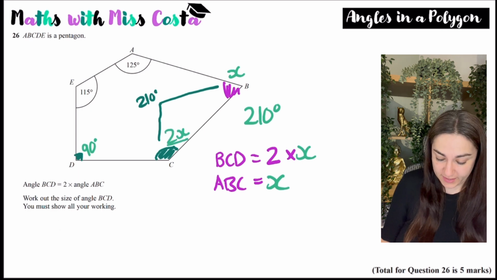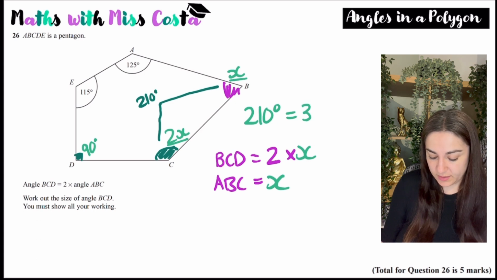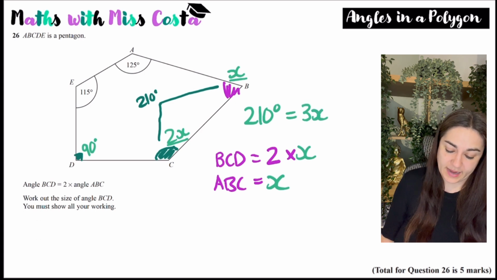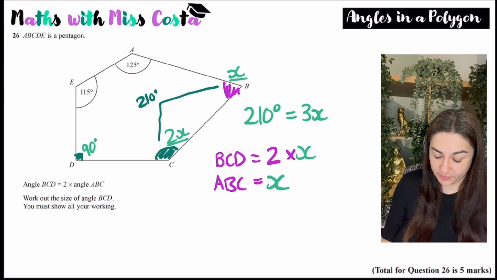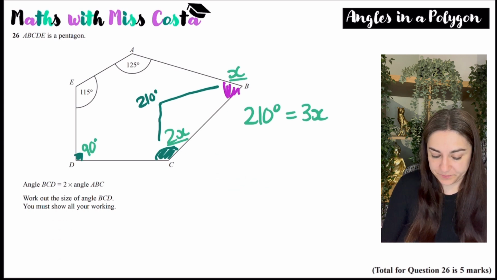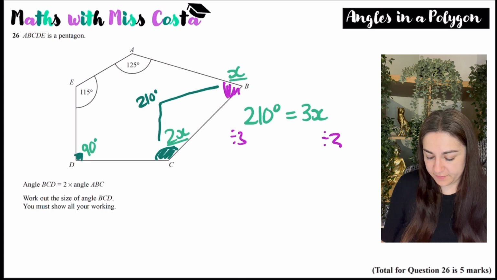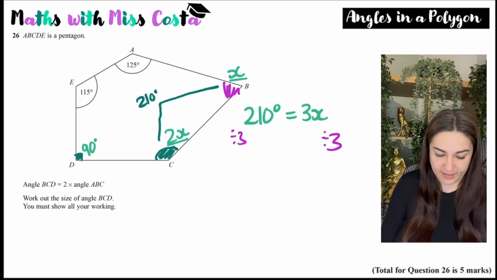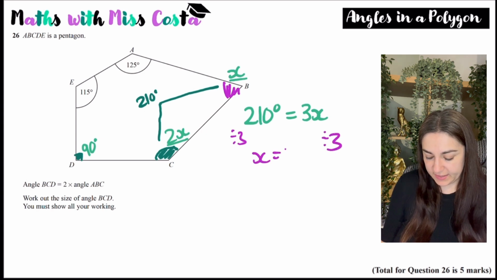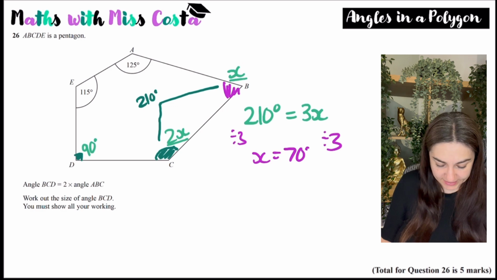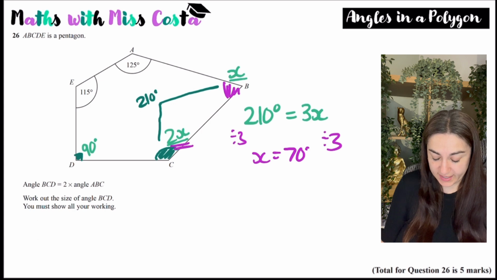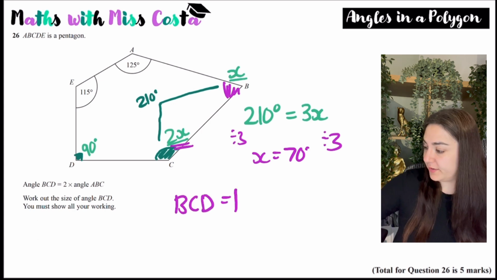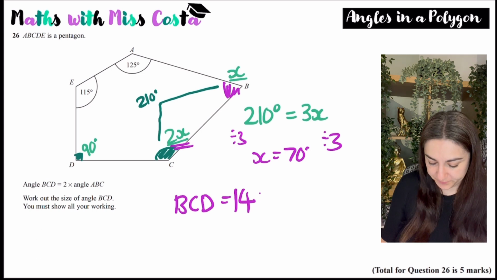So I know that 2X plus X must equal 210, and 2X plus X is 3X. So if 210 equals 3X, I can divide by 3, and 210 divided by 3 is 70. So X must be 70 degrees, and I need to work out angle BCD, which has a value of 2X. So angle BCD is going to be 140 degrees.